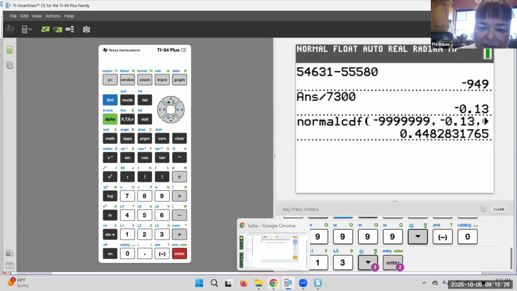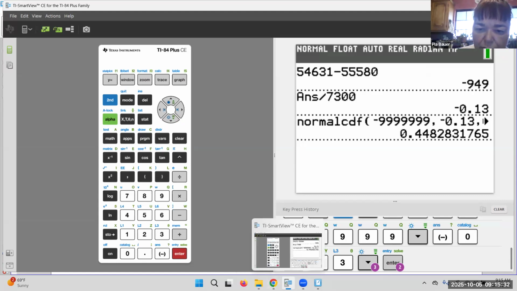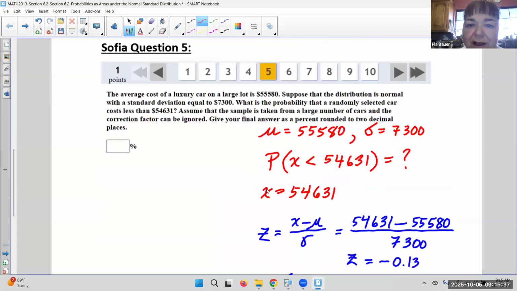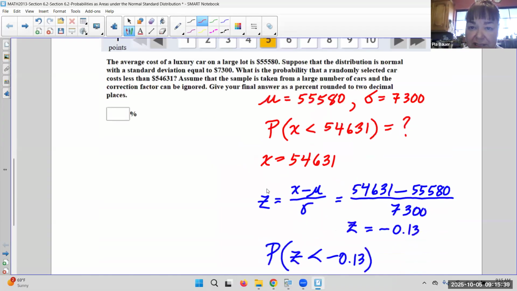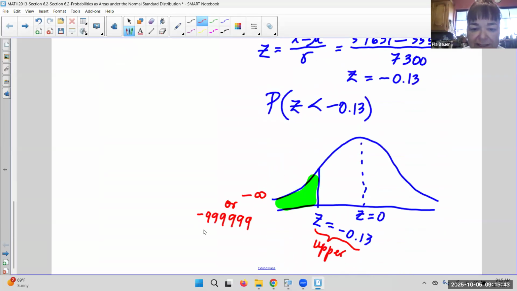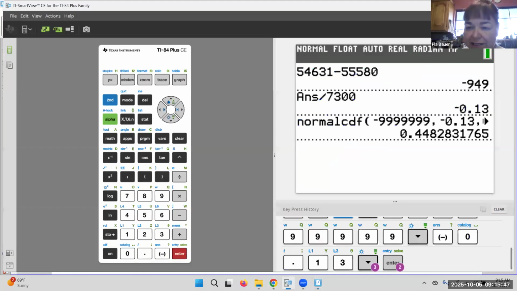And let's see if it gives us any instructions on how to round it. So it says give your final answer as a percent rounded to 2 decimal places. So when I first get this answer on the calculator, this is not a percent. So I'm going to take 5 decimal places. So that would be 0.44824.